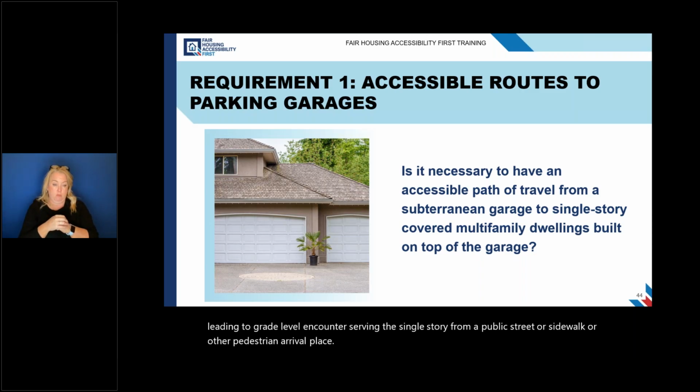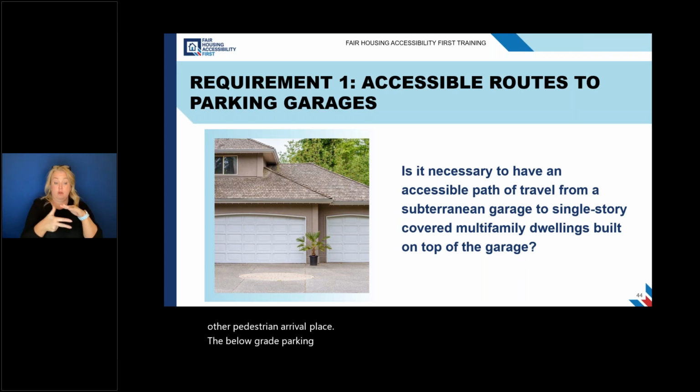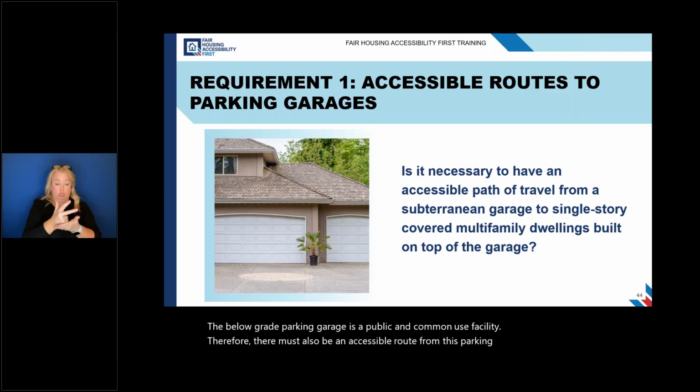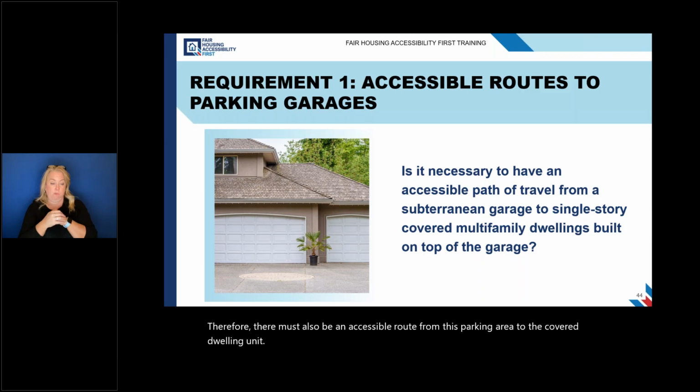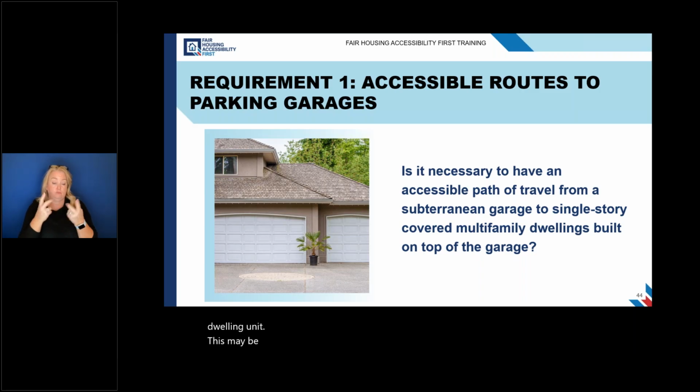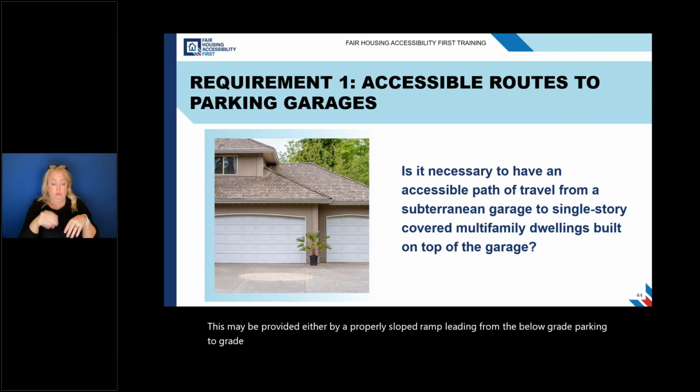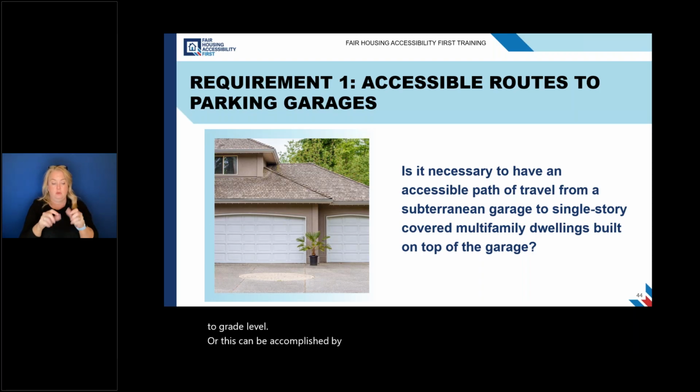The below-grade parking garage is a public and common use facility. Therefore, there must also be an accessible route from this parking area to the covered dwelling units. This may be provided either by a properly sloped ramp leading from the below grade parking to grade level, or this can be accomplished by means of an elevator from the parking garage to the dwelling unit.